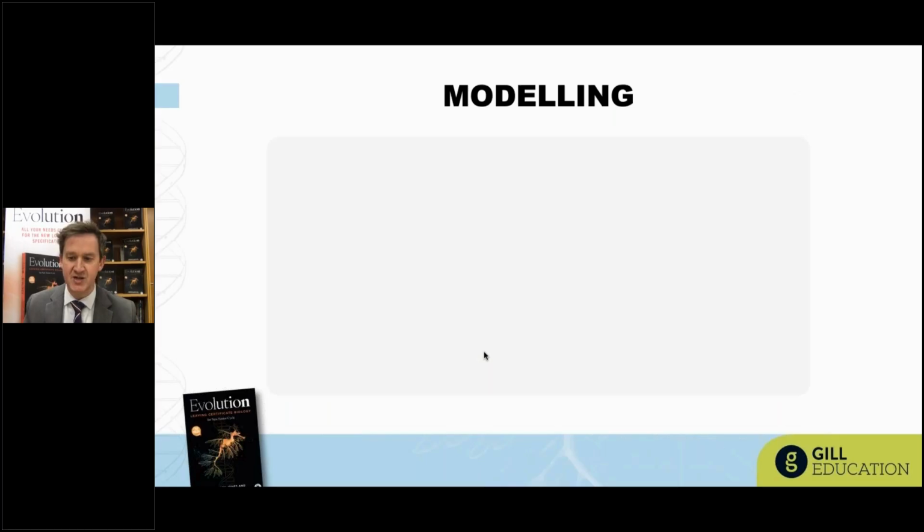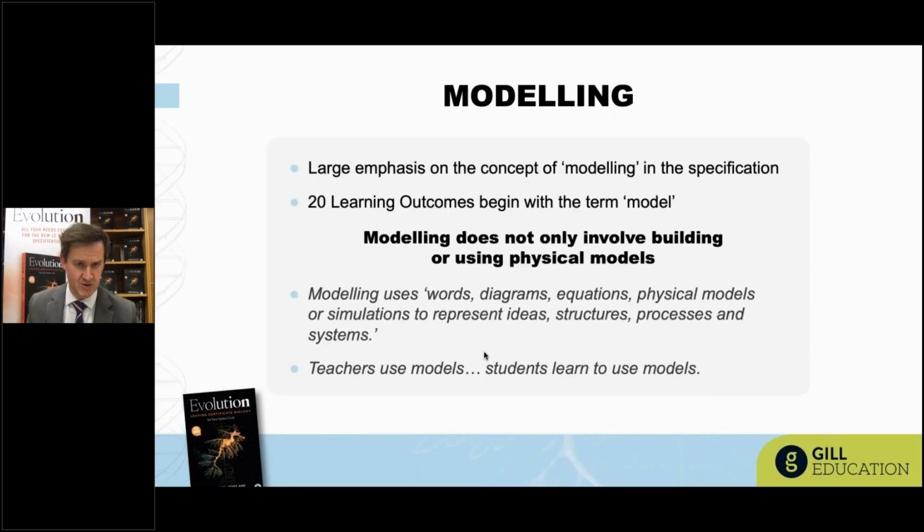Just mentioned very quickly in relation to modeling, there are 20 learning outcomes which begin with the word model. And a lot of teachers might be a little bit scared of this, but actually I think it's really important to note that we're always modeling, that teachers are always modeling good techniques, we're drawing good diagrams, we're showing students how to use equations. And you can see there, according to the specification itself, modeling uses words, diagrams, equations, physical models, or simulations to represent ideas, structures, and processes. So it's not just about actually building or using physical models to describe how things work within it.